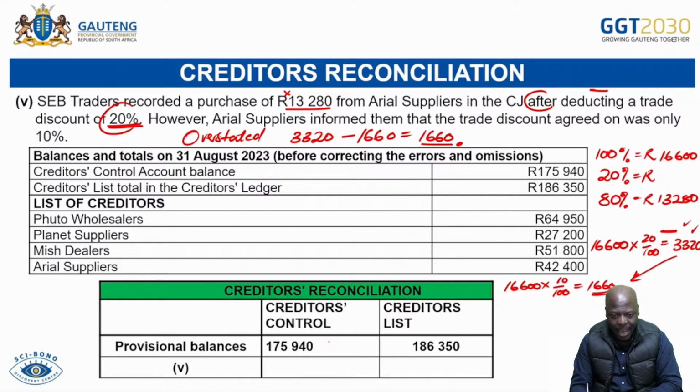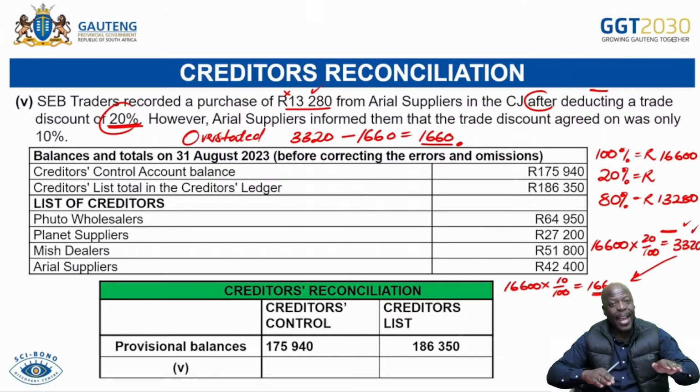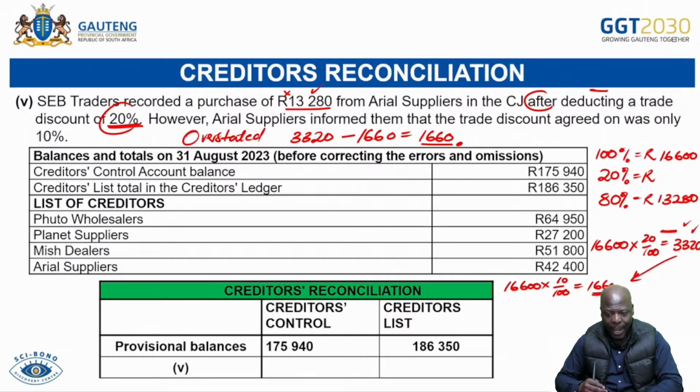So it means I come here. Where do I go? Remember, this was done from the original entry. So if it's done from the original entry, it affects both our control and our list, because this is done from the original entry.